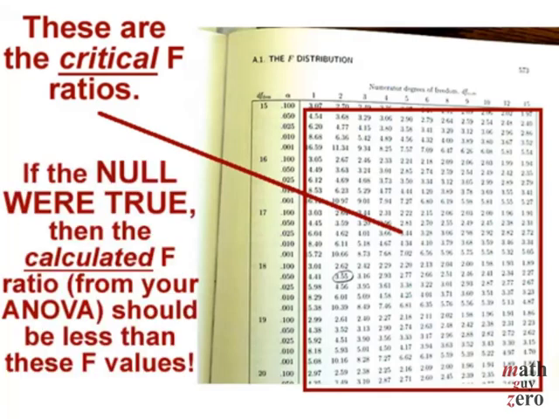Remember, a critical F ratio is if the null were true, then your calculated F ratio should be less than the critical F ratio. In other words, the number that you got for your final F ratio should be less than what we're going to look up here. Got it? That's only if the null is true. I'm going to say that one more time. If the null were true, then your calculated F should be less than these critical F values here.